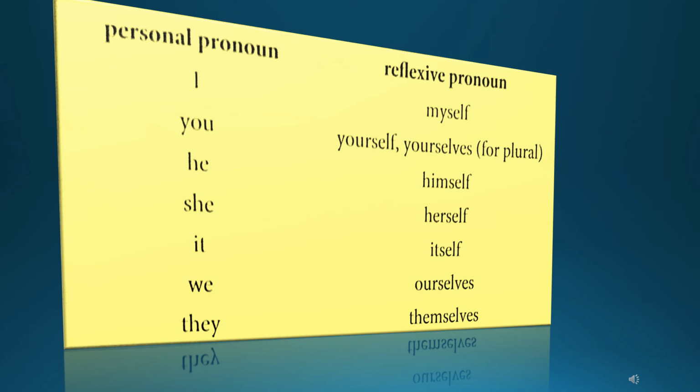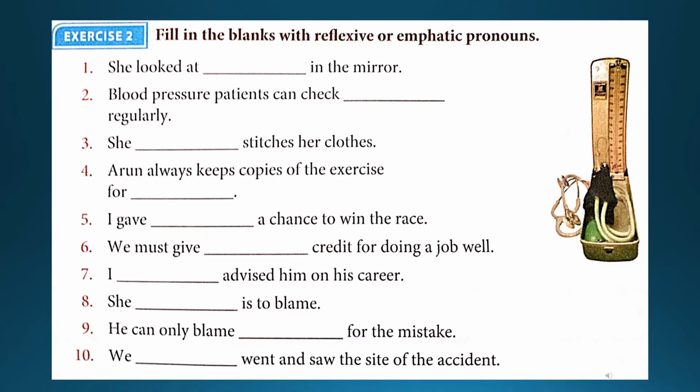For personal pronoun I, we have to use the reflexive pronoun myself. For you, yourself. If it is plural, use yourselves. For he, himself. For she, herself. For it, itself. For we, ourselves. For they, themselves. Now we are moving to exercise 2.